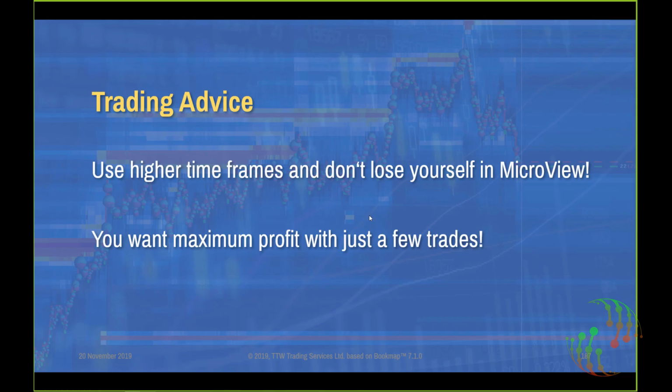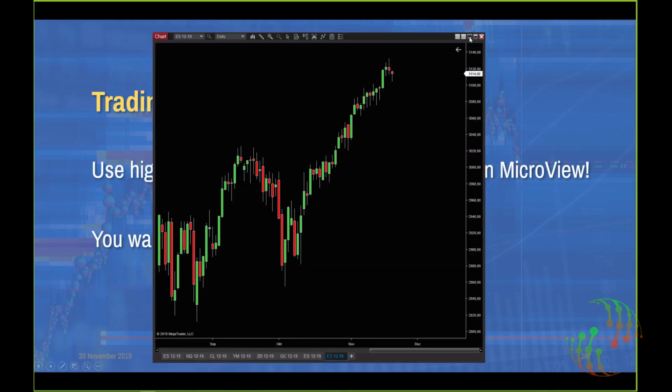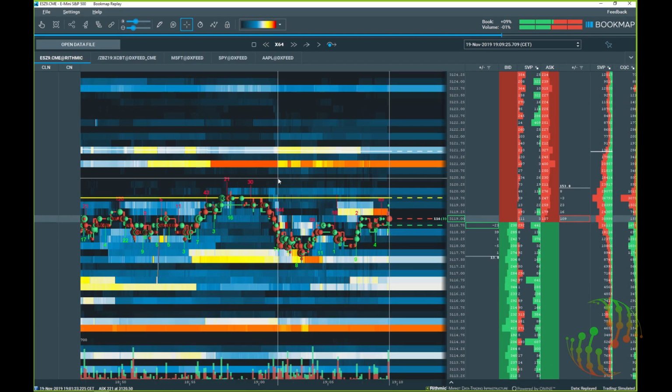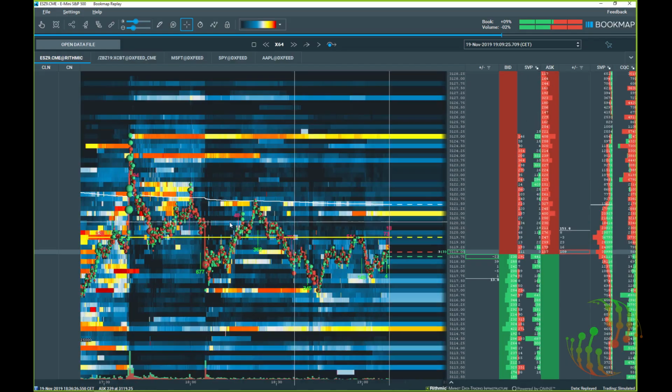I recommend to use higher time frames and don't lose yourself in micro view because you want maximum profit with just few trades. That means you can trade this way and take every possible information out of the market. Or you can also trade this way, to see really what happened the last hour, what happened the last 1.5 hours here.